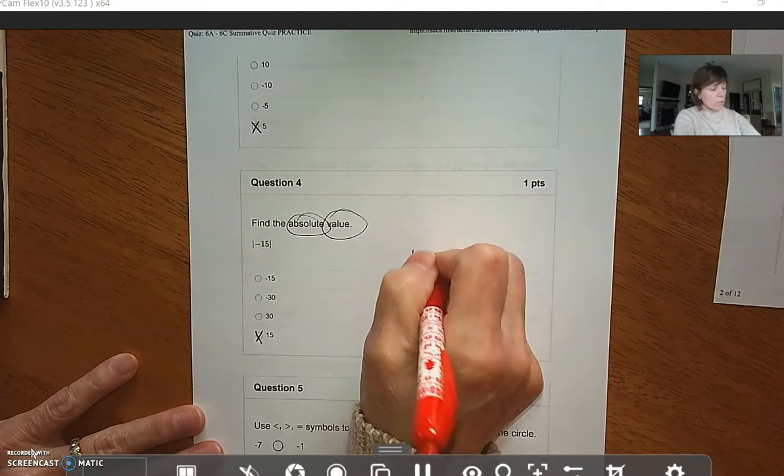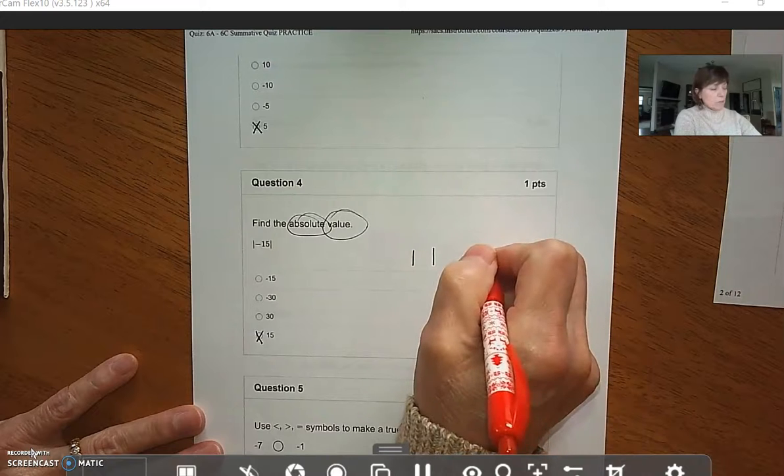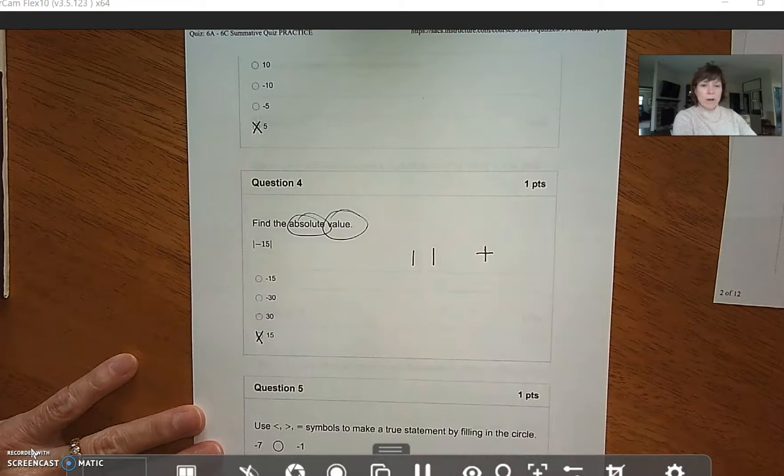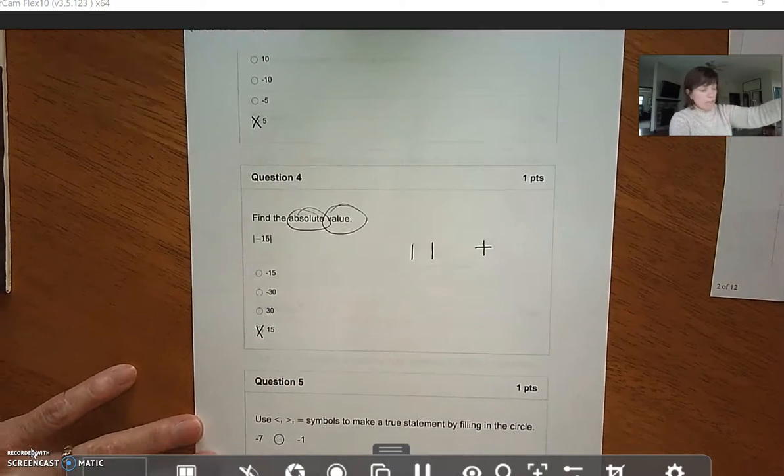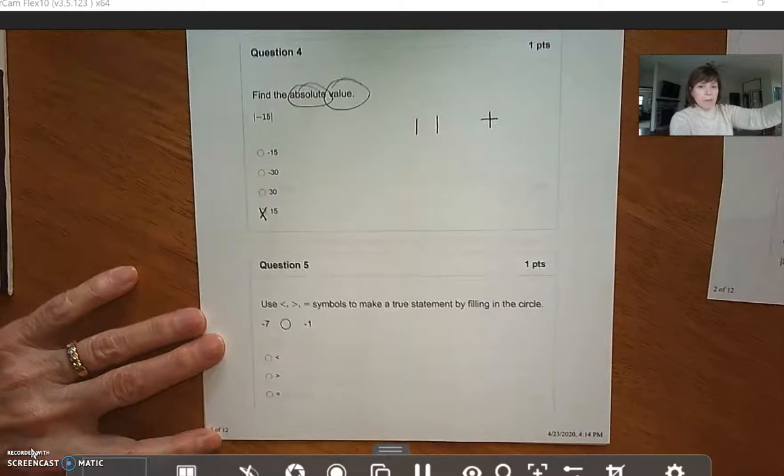Maybe you could think of those two absolute value symbols. If we took them and we could move them around, we could make them into a plus sign. Absolute value is always positive. That's a big mistake kids make, is they confuse that with opposites, and it's not the opposite.